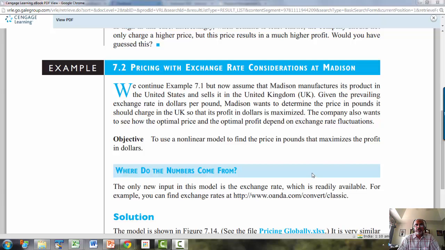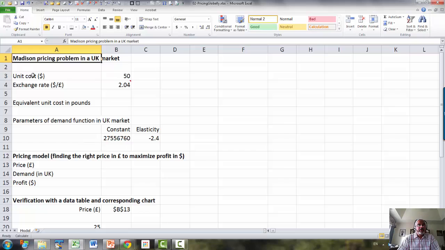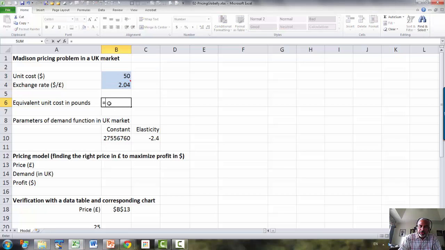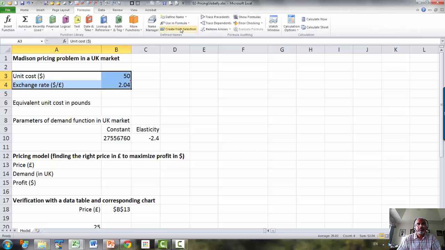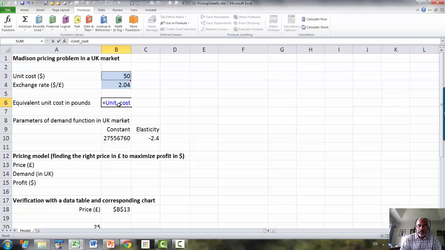Okay, so now let's go to the Excel file. Okay, so unit cost is still $50. Okay, and we are assuming the exchange rate from dollar, how many dollars per pound is $2.04. So these two are given values. Okay. In that case, equivalent unit cost in pounds will be, if you take, okay, let's give names first. So the unit cost in pounds then is that.